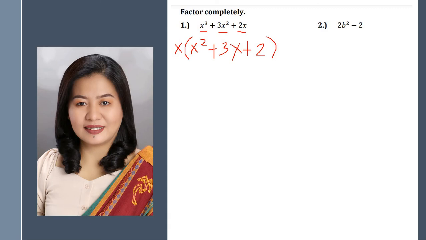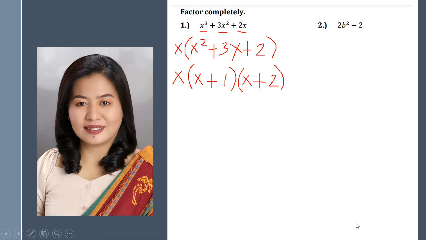Next, we check the second factor. So we have now x times x squared plus 3x plus 2. So we check, can we still factor the trinomial? Yes, we can still factor. So the factors would be, we have x and x, factors of x squared, factors of 2 that give you a sum of 3. There's no other set of factors, there's only 1 and 2. Since the second and the third terms are both positive, we'll be using the plus sign. So the complete factors of x cubed plus 3x squared plus 2x are x times x plus 1 times x plus 2.